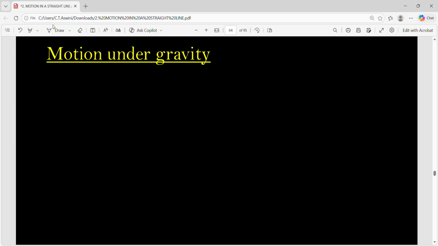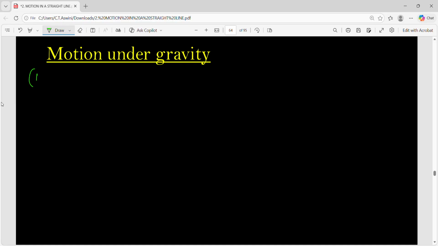Now we'll come to motion under gravity. Any idea about this? Definitely you'll be having an idea, right? Because you are almost approaching your exam. So what is this motion under gravity? The body is exhibiting motion because of Earth's gravity. If you throw an object into the air, after some time it will come back to the Earth's surface. It's because Earth is attracting the objects. Earth is pulling the objects towards it. So if you take any body which is moving because of Earth's gravity, then it's called motion under gravity.